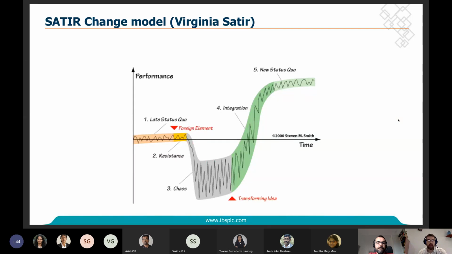If we start off, some process or some tool is in the late status quo element. The performance is going okay, but it's not great. And that's probably why the foreign element is being introduced. And whenever we introduce a foreign element, we come up with resistance. People may think, hey, that's a great idea, but it's different. It's not what I'm used to. So there's some resistance there from the person.